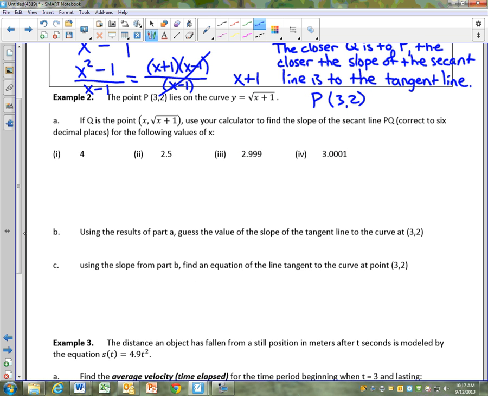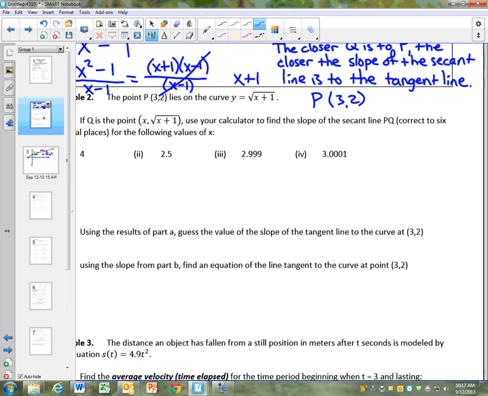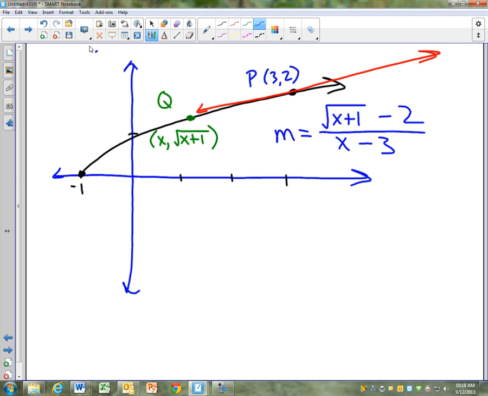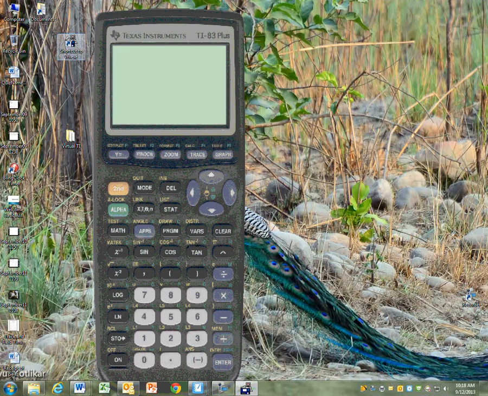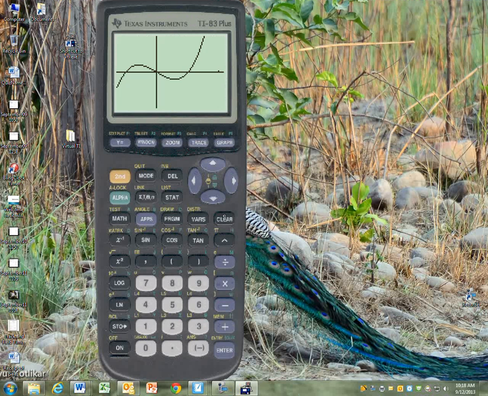It says calculate 4, calculate 2.5, 2.99, 3.0001. If you want to go back here and figure out, well, what would the x and y value be, and then use your slope formula, fine. Or you can do the shortcut. And the shortcut is take out your calculator. And we go into y equals, and I type in my slope formula. Slope formula is parentheses, what? Square root of x plus 1.